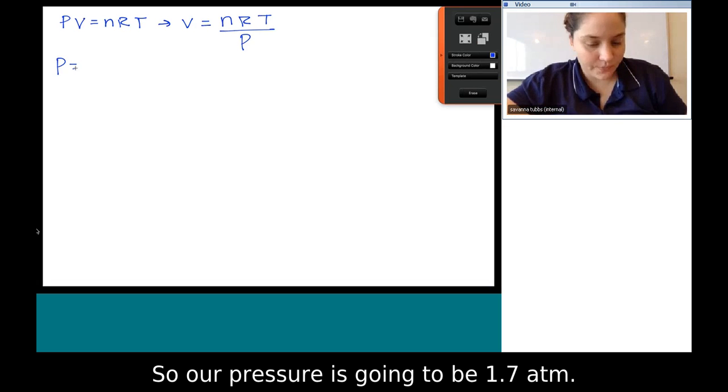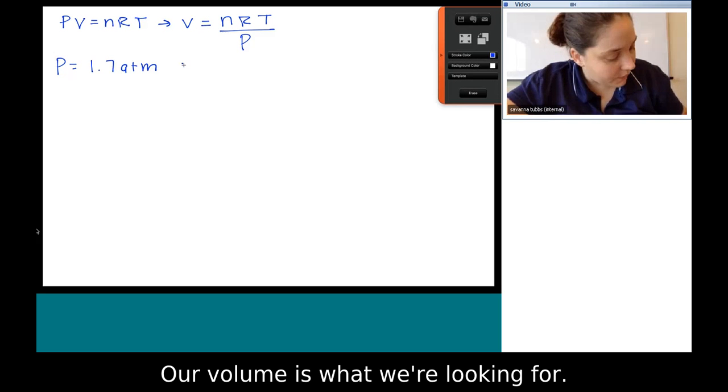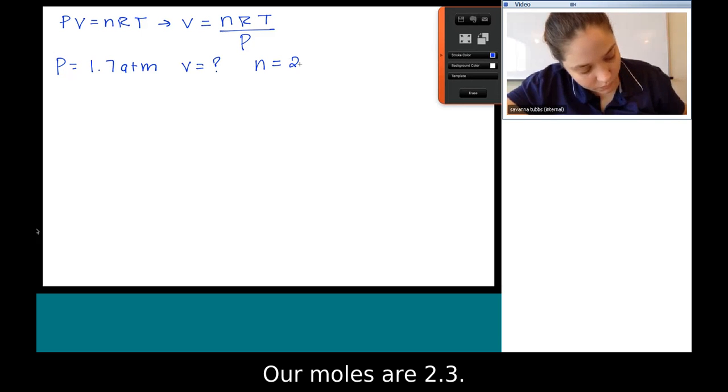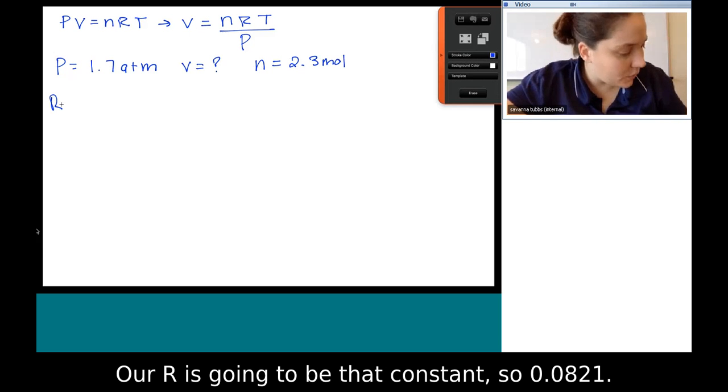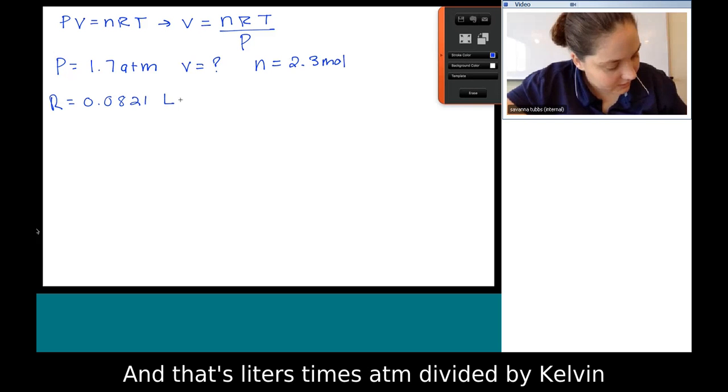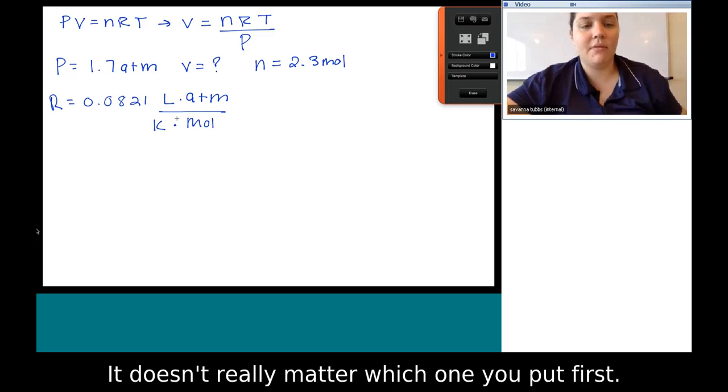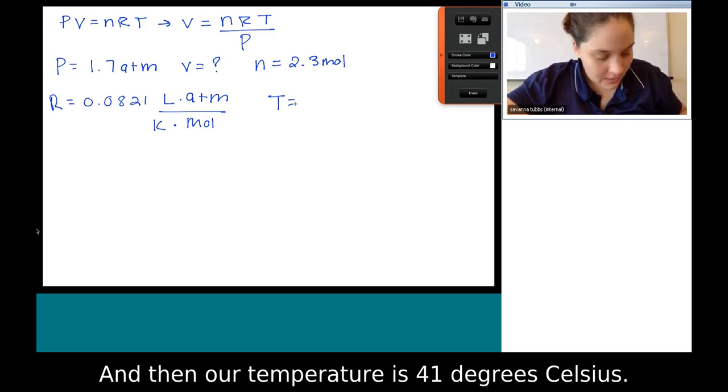Now we just need to identify what all our variables are equal to. Our pressure is going to be 1.7 atm. Our volume is what we're looking for. Our moles are 2.3. Our R is going to be that constant, 0.0821, and that's liters times atm divided by Kelvin and moles, or moles Kelvin. It doesn't really matter which one you put first. And then our temperature is 41 degrees Celsius.